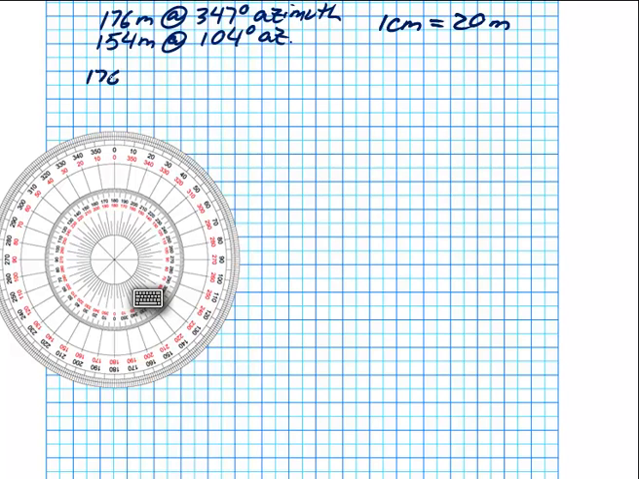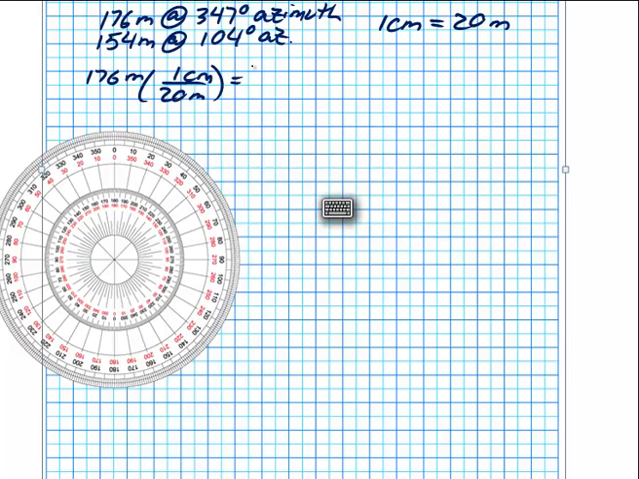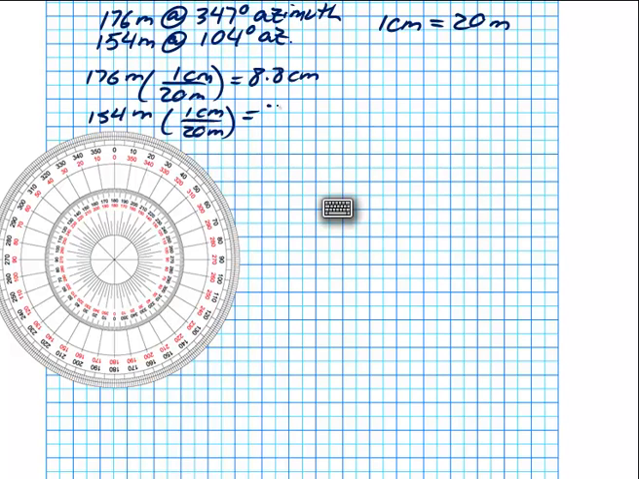176 meters, with 20 meters represented by 1 centimeter on the paper, means I'm going to draw this first one 8.8 centimeters long. The 154 meter leg, 1 centimeter equals 20 meters in real life, gives us 7.7 centimeters. So those are the lengths of the two vectors I'm going to draw. Now this first vector is almost straight north. 104 degrees azimuth is 14 degrees south of east.